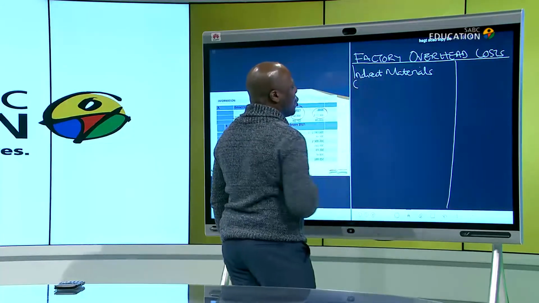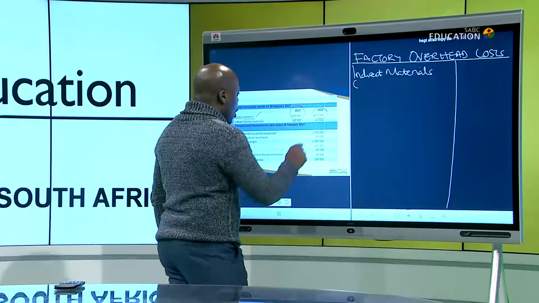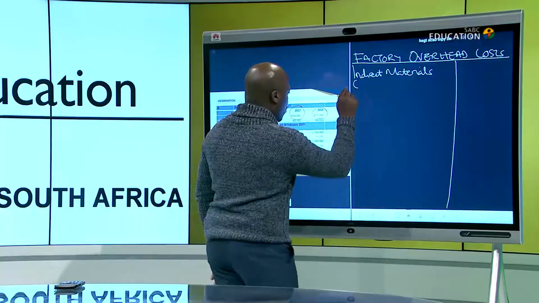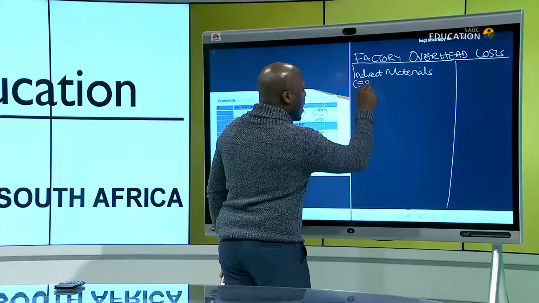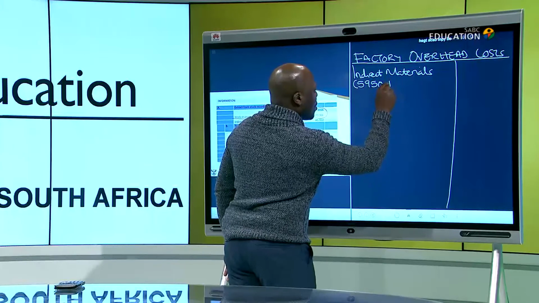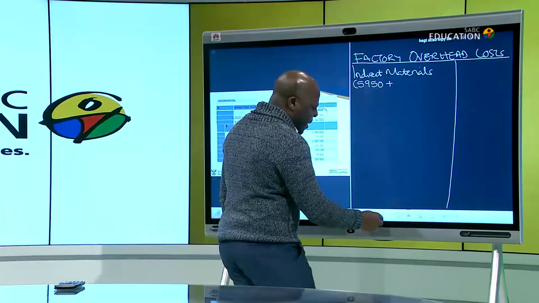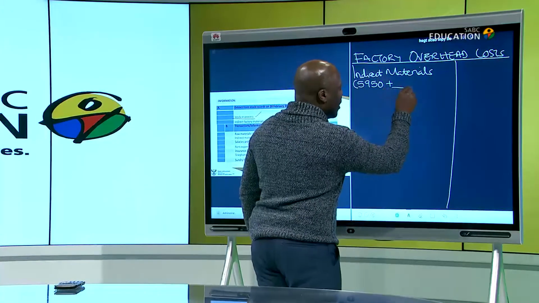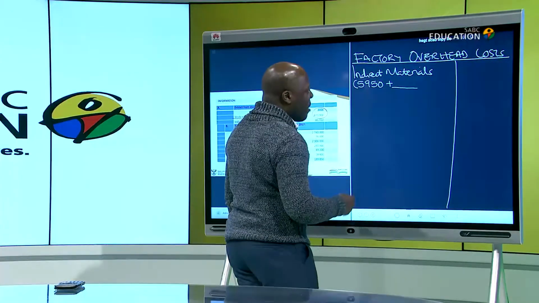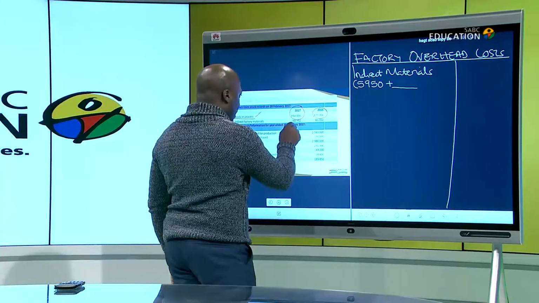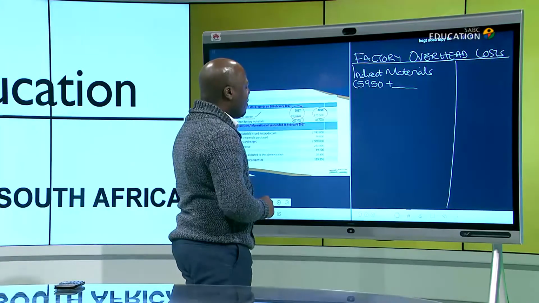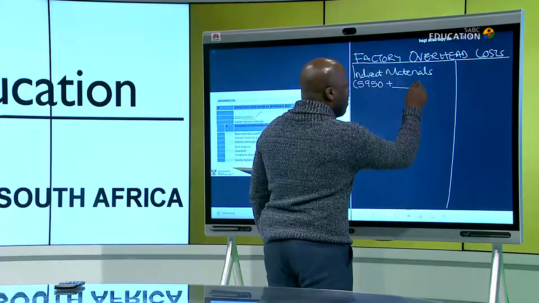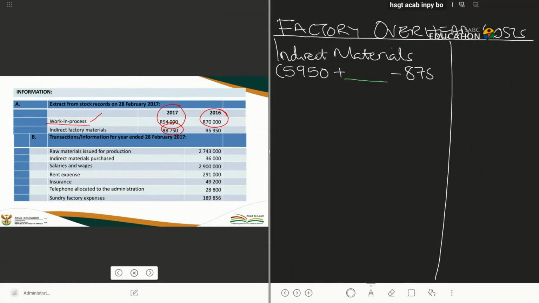Indirect materials. And I want you to open a bracket. You know you're going to say opening stock, which is your 5,950, and you're going to say plus your purchases. But in this particular case, we have not been given purchases, so we know we're going to get purchases here. But in any case, we have been given closing stock. How much is our closing stock? It's 8,750. So I'm going to come already and say minus 8,750. And then I wait now for the information which is to come later.